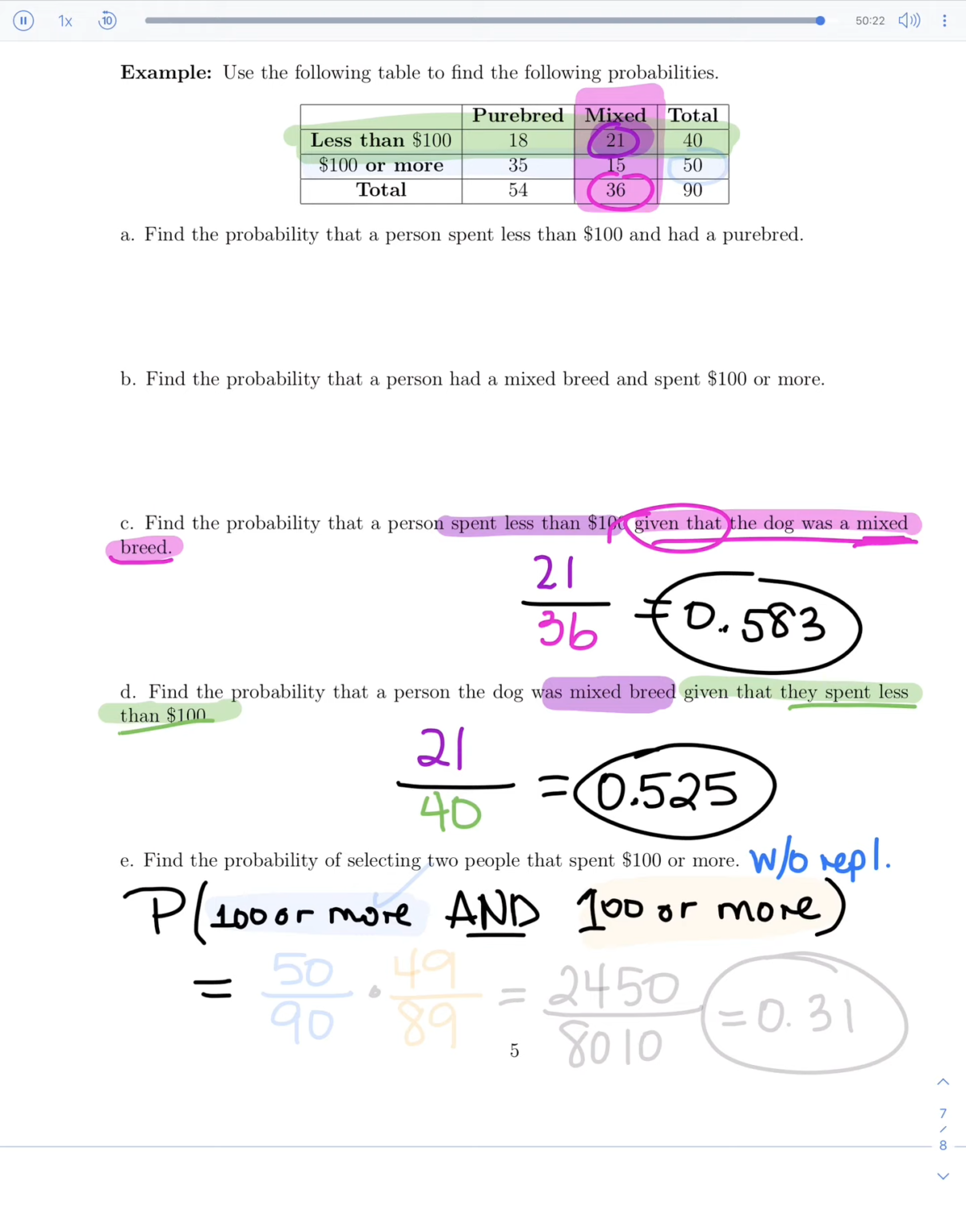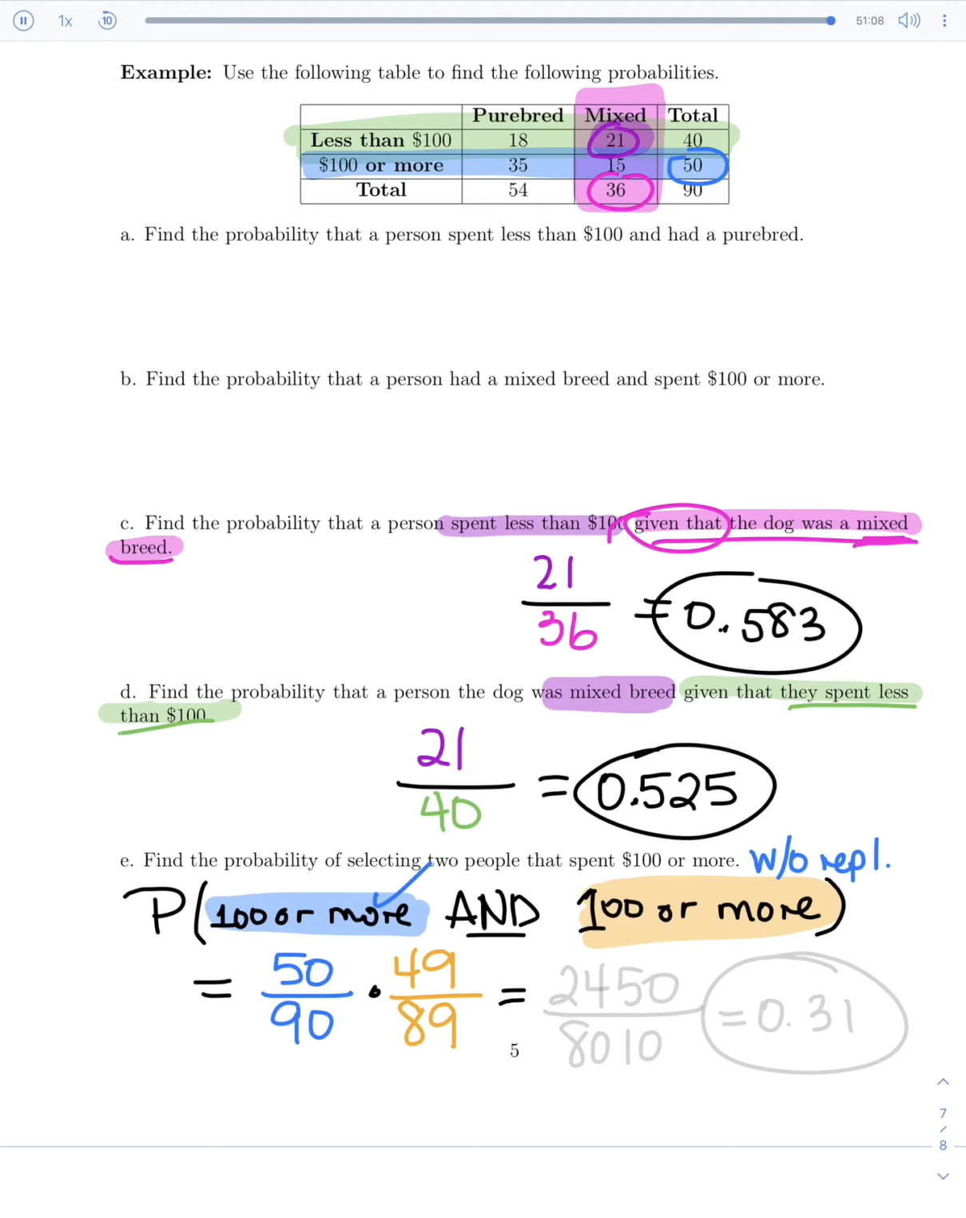So let's talk about this. We're talking about how many people spent $100 or more. Well, for your first person, how many spent $100 or more? That is a total of, we're just talking about normal people, not changing conditions, a total of 50 out of the 90. That's for your first person. However, if we do this without replacement, now your probability of your second person you're selecting spending $100 or more has now gone down. If you're doing it without replacement, we'd be down to 49 out of 89. And we'd be multiplying.